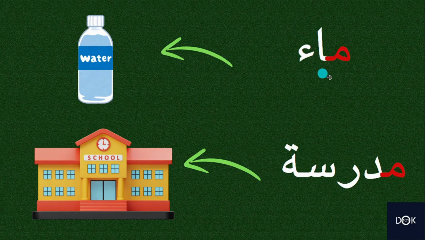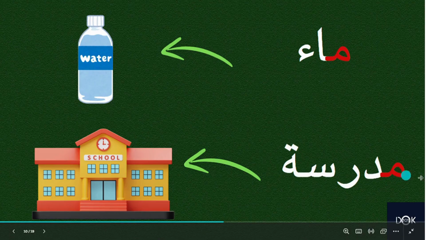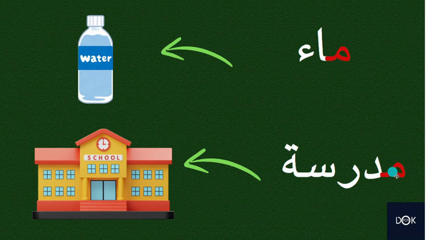The first example is ma, which is water. It is connected to the letter after it, which is Alif, not Lam, Alif. The next example is madrasa, which is a school. And here meme appears at the beginning of the word and it is connected to the letter after it, which is dal. And that's it for meme.